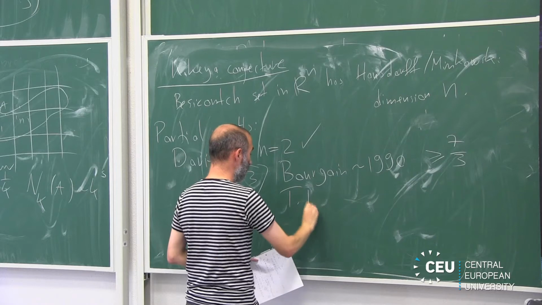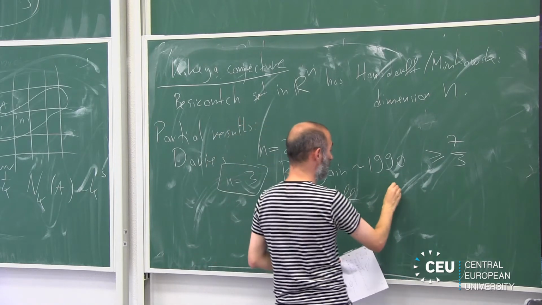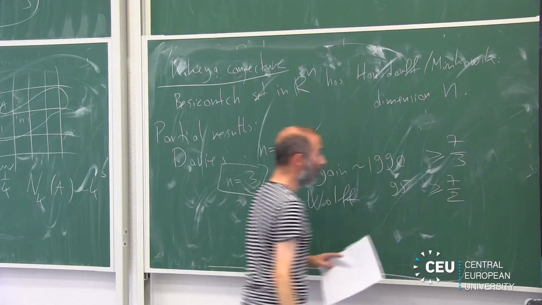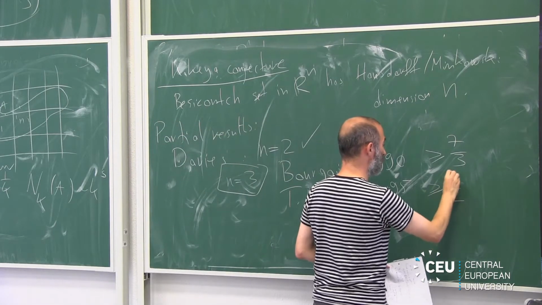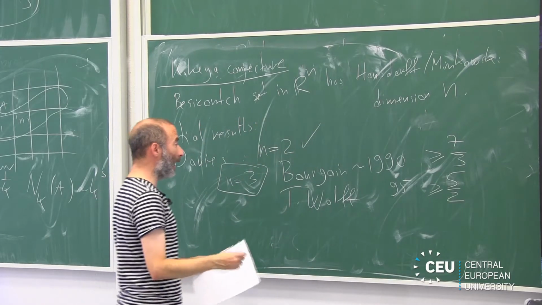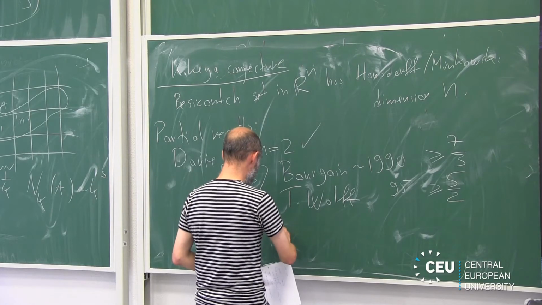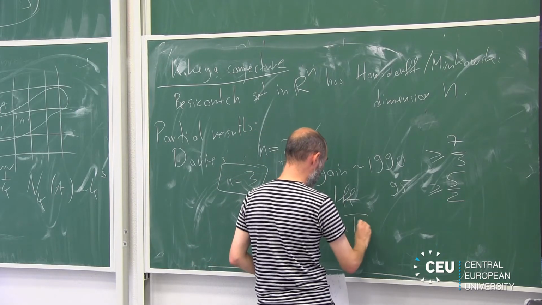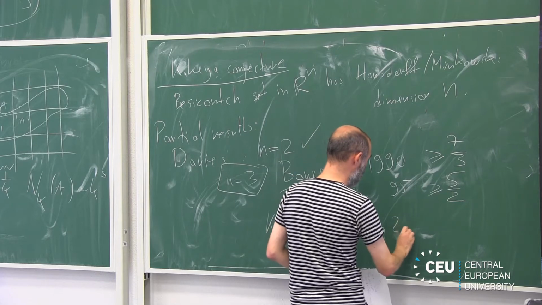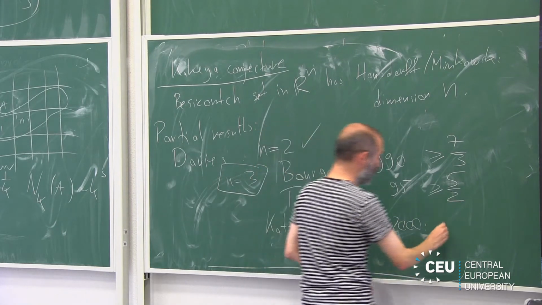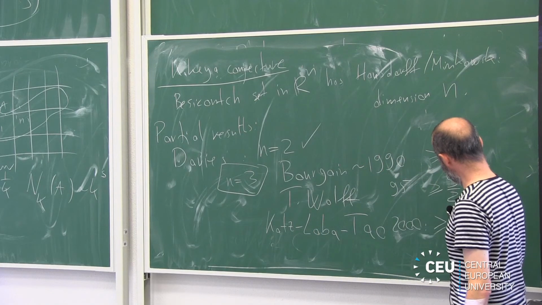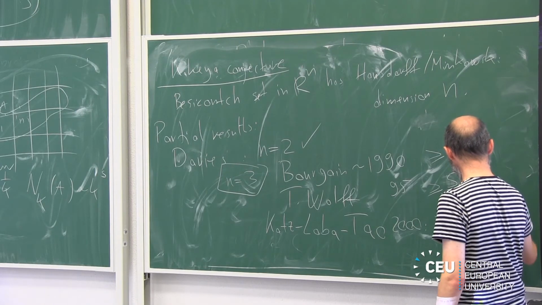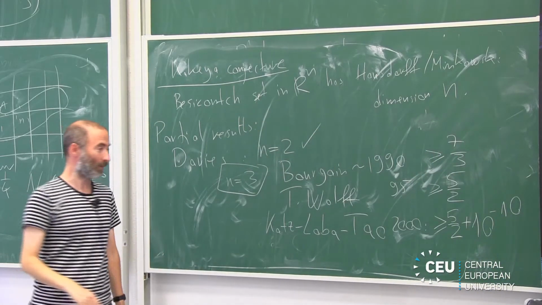and Tom Wolff proved in 1995 5/2. Sorry, 5/2. 7/2 would be a bit too much. And then came three brilliant young people, Katz, Laba, and the famous Terry Tao in 2000. And they could improve this. Well, it's a paper of 50 pages and works only for Minkowski dimension, and the improvement is 10 to the minus 10, so some epsilon. Okay, for Minkowski.